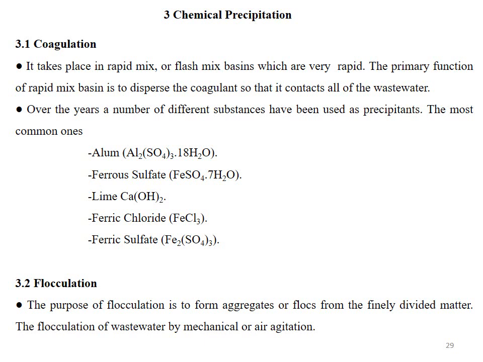Chemical precipitation can be carried out either by coagulation or by flocculation. What happens in coagulation? Coagulation takes place in rapid mix or flash mix basins, which are very rapid. The primary function of a rapid mix basin is to disperse the coagulant so that it contacts all the wastewater.